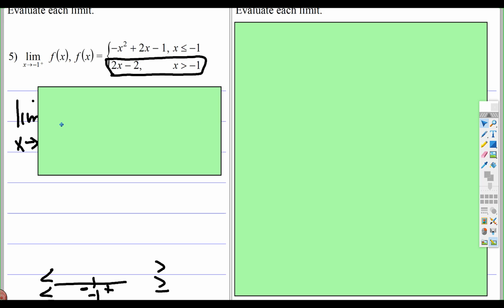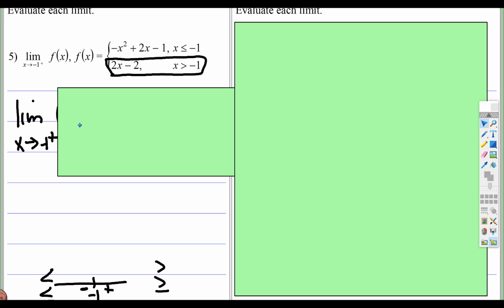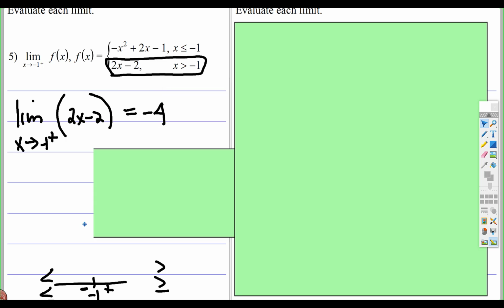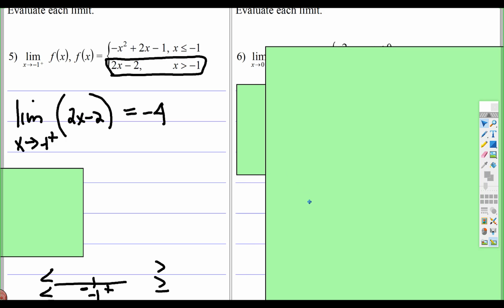and then you just write the limit as x approaches negative 1 from the right side, and the piece of f of x is 2x subtract 2, and then you plug negative 1 into here. 2 times negative 1 is negative 2. Negative 2 subtract 2 is negative 4.